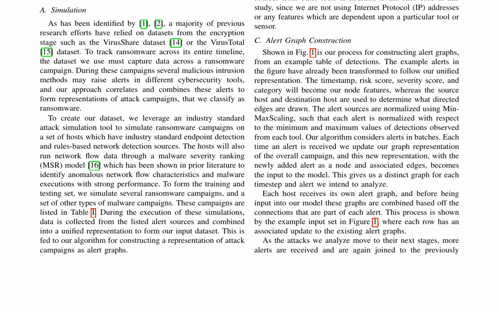The paper highlights the limitations of previous research, which has primarily relied on datasets from the encryption stage of ransomware campaigns. By analyzing alerts in batches and considering their context within a larger campaign, this methodology aims to provide a more comprehensive understanding of ransomware behavior and improved detection capabilities.